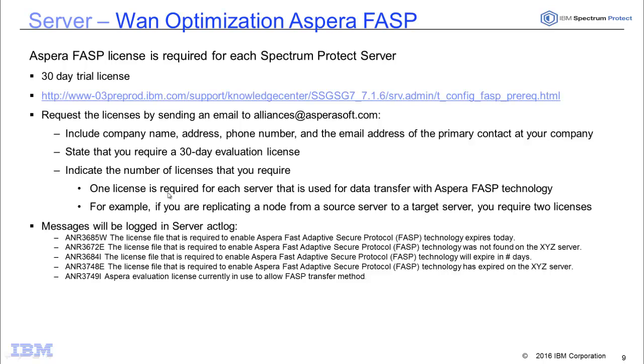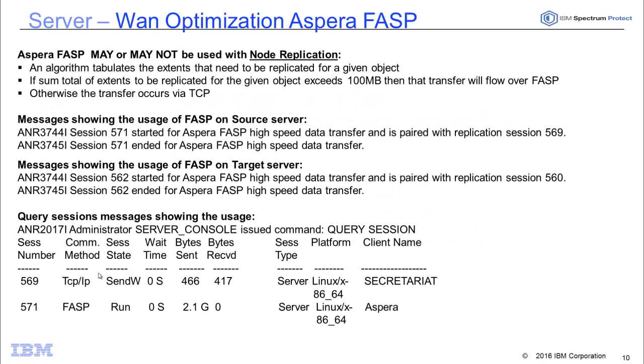Once you start utilizing these licenses, you will see informational messages logged in the server activity log. When the Aspera FASP license is about to expire, we will put out a warning message. If it is not found, we'll put out an error message. And if the license is about to expire in a certain number of days, we'll send out an informational message. We'll also send an error message once the Aspera FASP license has expired, and we'll send out an informational message about FASP being the current transfer method.